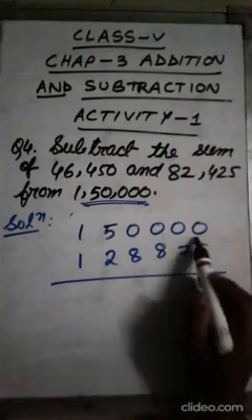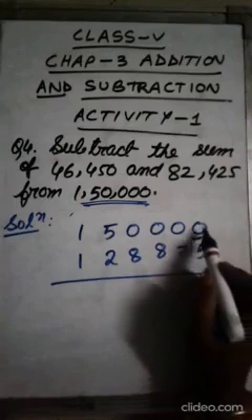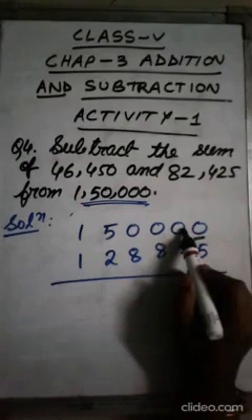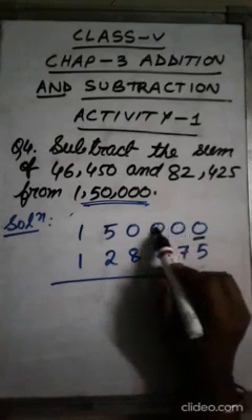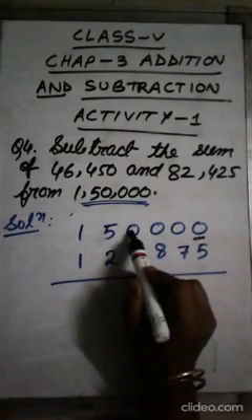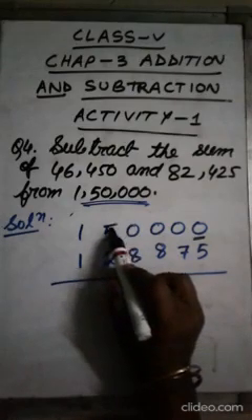So 0 is less than 5, so we cannot subtract. We will go for the next digit. Here also 0, we cannot borrow. We shall check the next number. Here also we cannot borrow. Go for the next number. We cannot borrow because here also we have 0. 0 doesn't have any value. So go for the next number.